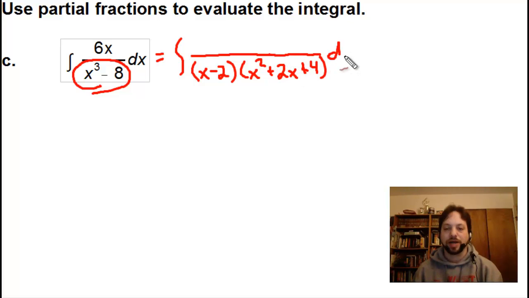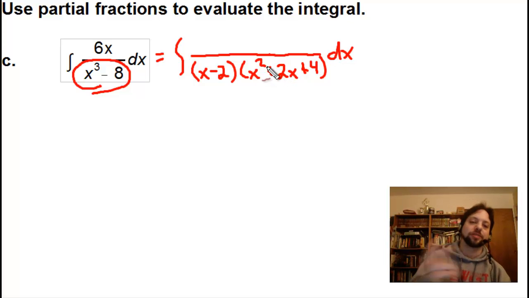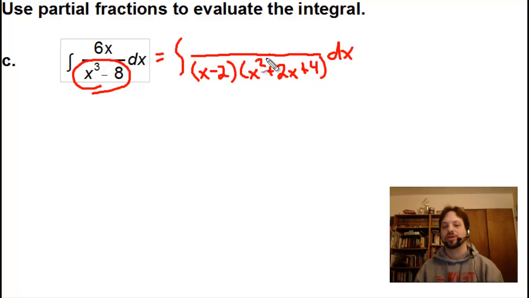If you do not remember how to factor the sum or difference of cubes, feel free to look that up. It's either back in your Algebra 2 notes, or you can look online at any Wikipedia entry or anything really, but make sure you know that formula right there.